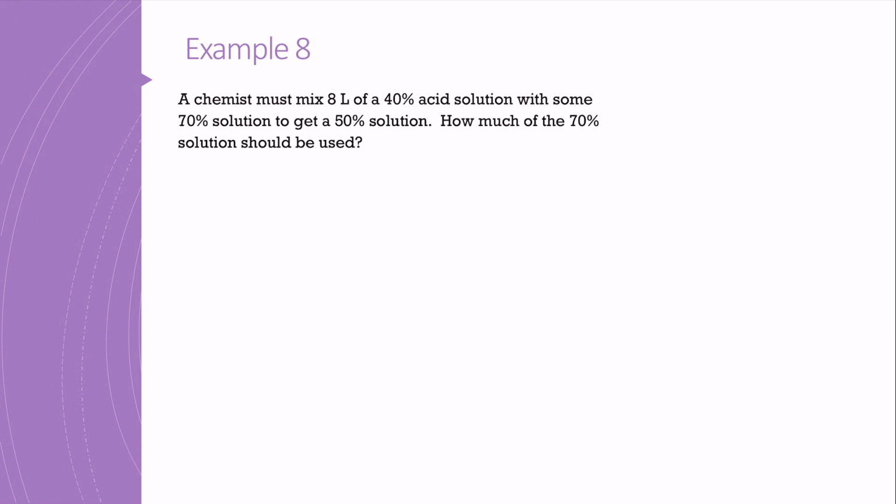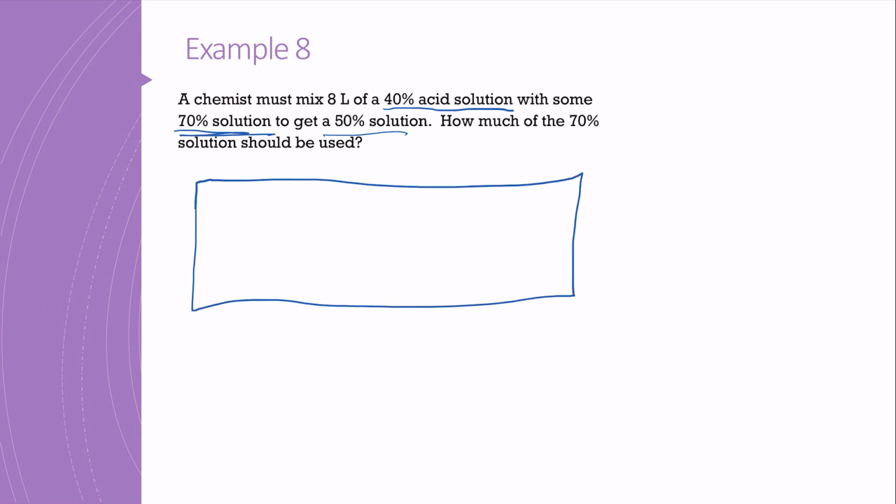So for example, a chemist must mix 8 liters of a 40% acid solution. So that's a solution that's 40% acid and typically 60% water, right? But it's 40% acid. And they're going to want to mix that with some 70% solution to get a 50% solution. And I need to know how much of the solution should be used. So this is when we're going to want to make a table. I always do this for these type of problems, right?